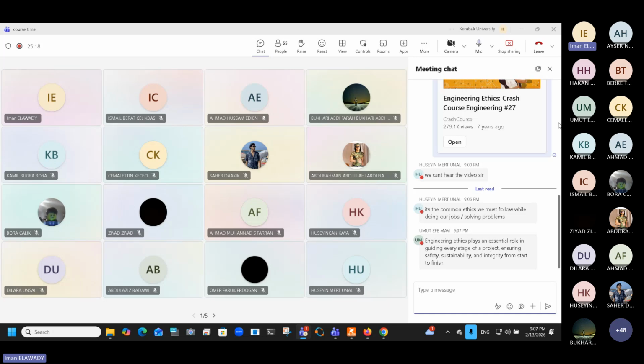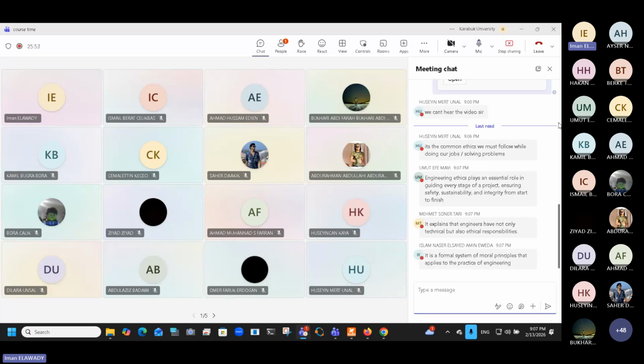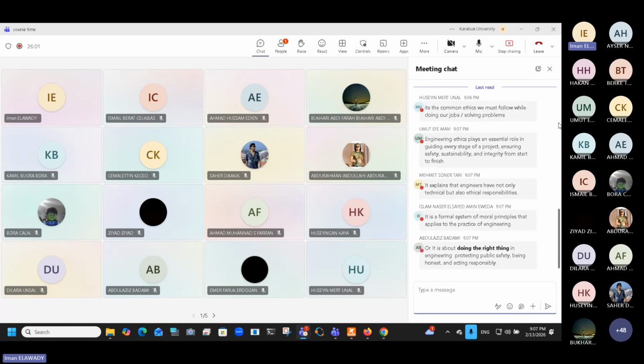Engineering ethics play an essential role in our projects, yes, guiding us every stage in our projects, ensuring safety, sustainability, etc. from start to finish. Okay, from Muhammad, it explains engineers have not only technical but also ethical responsibility. It's about moral principles that are applied to the practice of engineering.